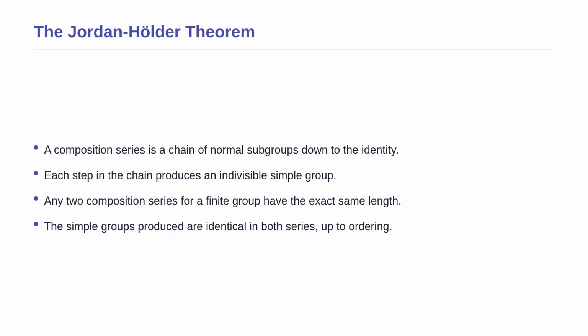Now that we understand what simple groups are, we can state the Jordan-Hölder Theorem. A composition series is a step-by-step chain of normal subgroups, getting smaller until only the identity element remains. Every step produces an indivisible simple group. The theorem states that if a finite group has a composition series, any two such series must have the exact same length. Furthermore, the simple groups produced, known as composition factors, will be exactly the same in both series, even if they appear in a different order. This guarantees every finite group has a unique prime factorization.